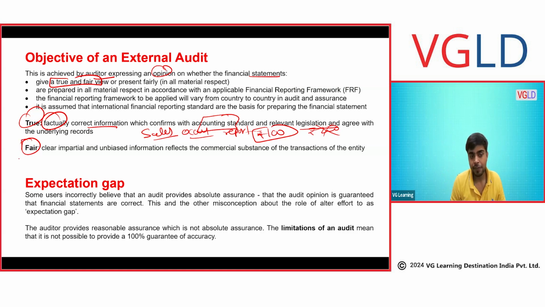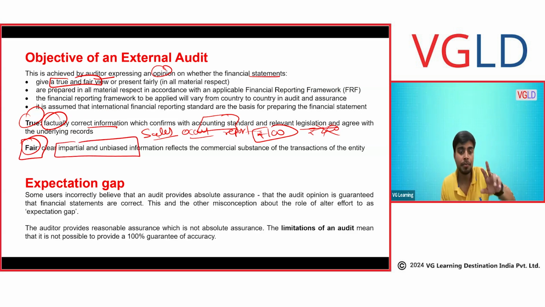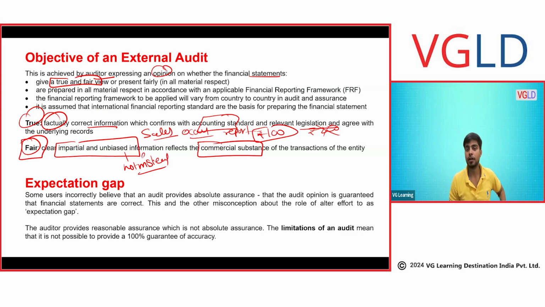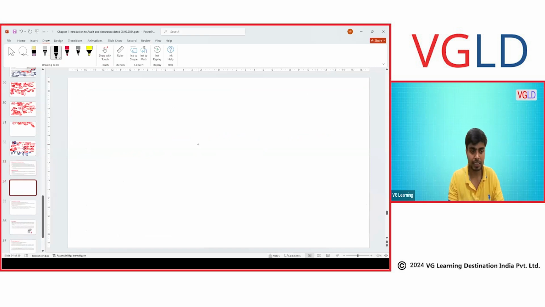But what if it is fair? Fair means something that is impartial and unbiased, something that is not misleading, and represents the commercial substance of the organization. Let's understand this one. This is for those who have covered financial reporting.